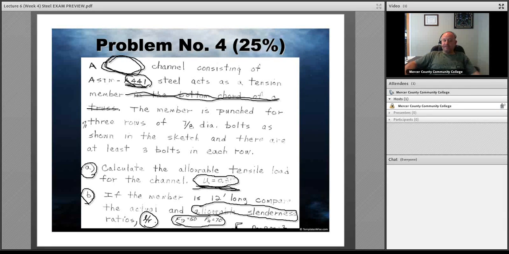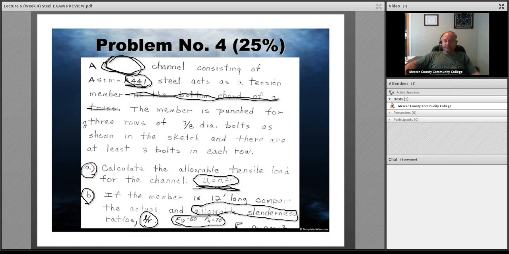Slenderness ratio is L over R. Our L value in this particular problem is 12 feet. R is either R sub X or R sub Y. You're going to use whichever is smaller. You're going to look at R sub X, you're going to look at R sub Y. Whichever one is smaller, that's the one you plug into this equation.